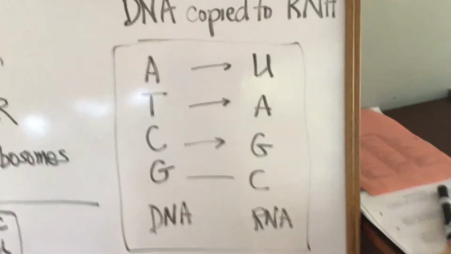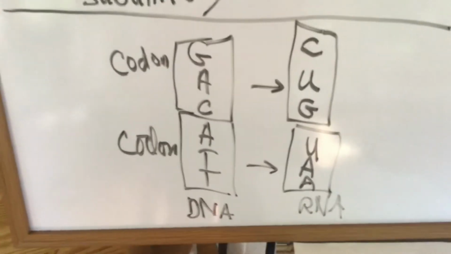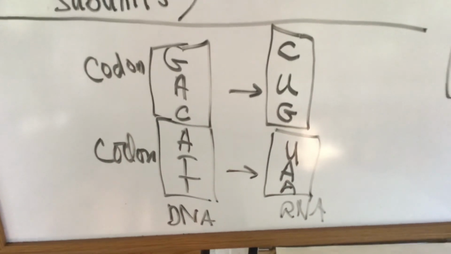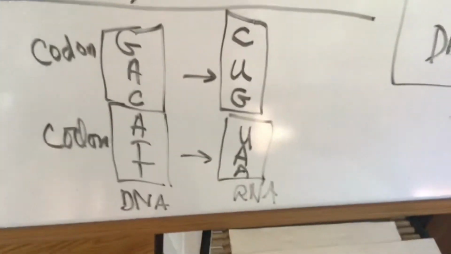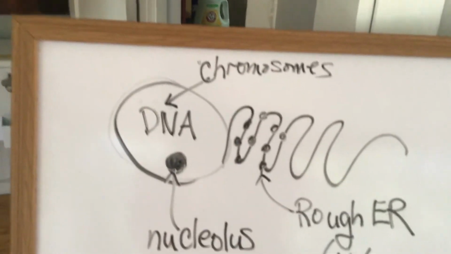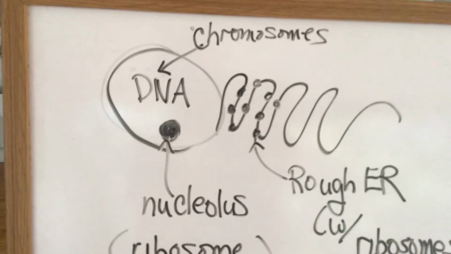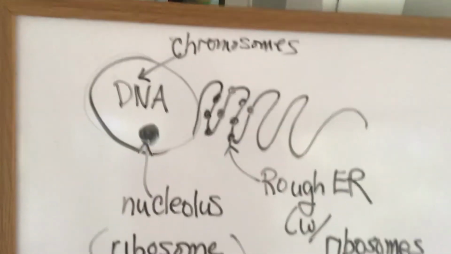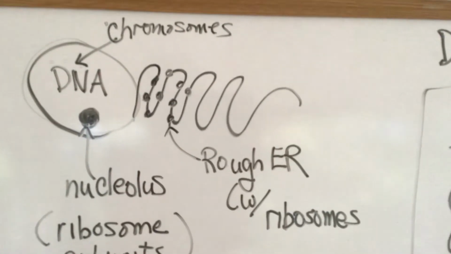So let's say I had a particular codon on DNA, and let's say it was GAC, my RNA is then going to be CUG. If I had a codon that was ATT, my RNA is going to be UAA. So what I have to do first, just to reiterate, is copy my DNA sequence, the gene that I'm going to be translating into one protein. So one gene equals one protein, basically. And I'm going to be copying that in the form of RNA. And then I'm going to use the RNA on the rough ER to help with the copying process.